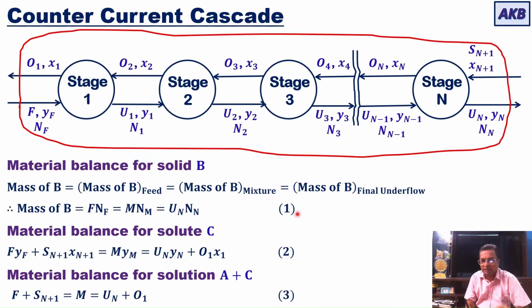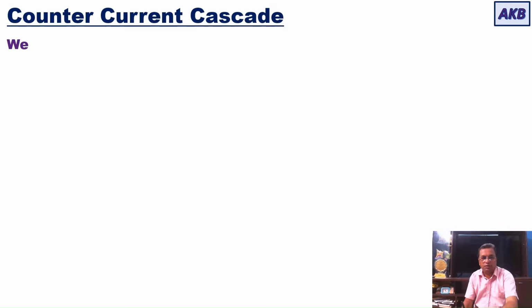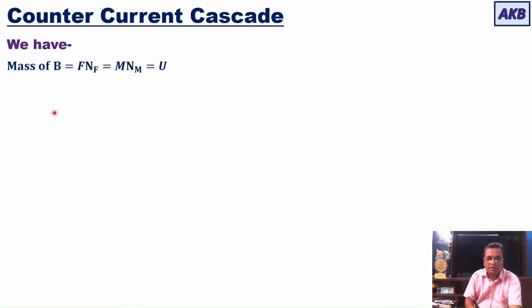So in this way, we can write these 3 material balance equations for this countercurrent cascade that is containing n number of stages in it. Okay, so we have got those 3 equations. Mass of B is equal to F into NF, that is equal to M into NM, that is equal to UN into NN. That was equation 1.